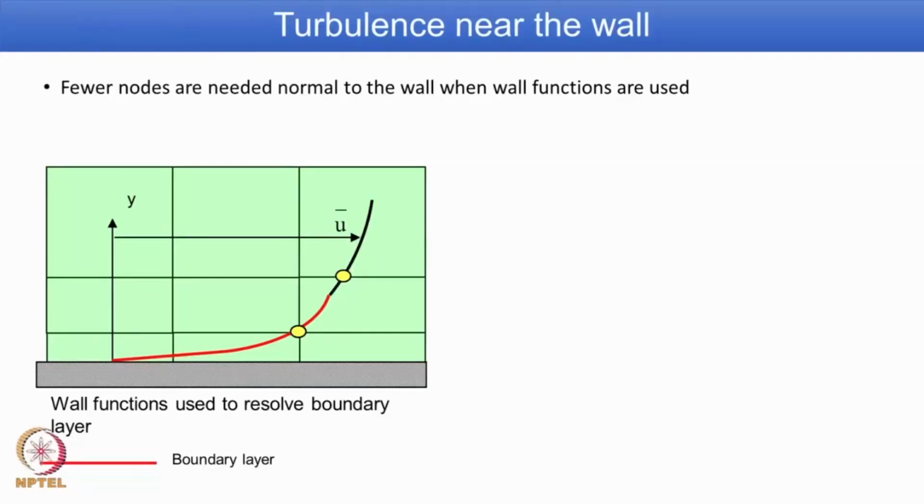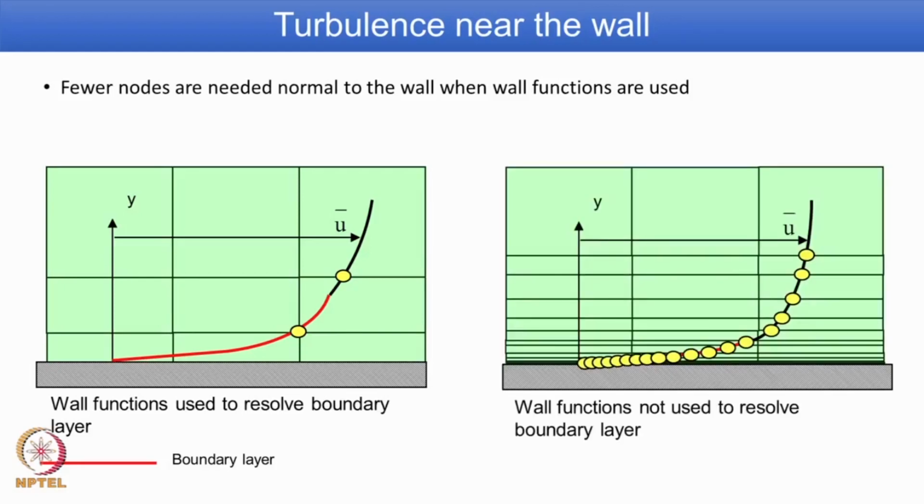Fewer nodes are needed normal to the wall when wall functions are used. So, you can use a first point very close to the wall, and you can relate the physics at this point with the wall, or the region between the first point and the wall. The physics associated with that region is represented by what is known as a wall function. If you have the luxury of a very fine mesh near the wall as shown here, then the wall function cannot be used, because you are able to integrate all through the wall layer up to the point on the wall.